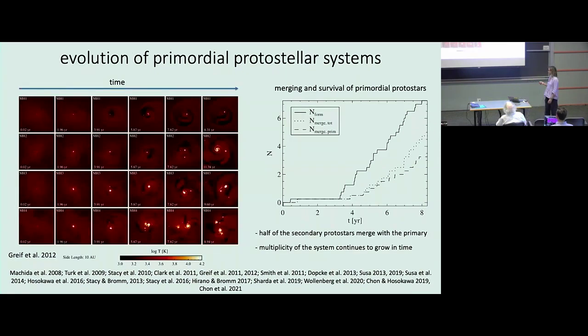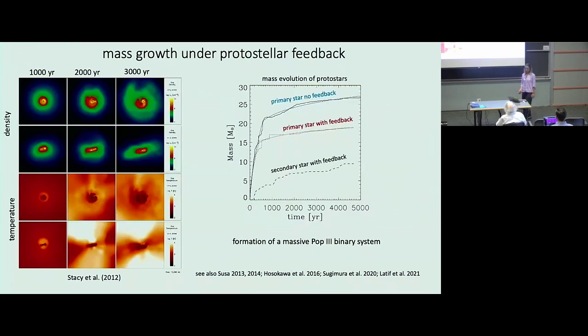Additional simulations run by Thomas Greif, who was a very talented scientist who made really important seminal contributions to this field, showed that dynamical interaction between the fragments is actually very important. He was able to follow the evolution only for 10 years. This was really a pioneering work, and it showed that the multiplicity of this system continues to grow in time. So it was important to push forward the integration of these simulations to better understand the final outcome in terms of stellar mass spectrum.